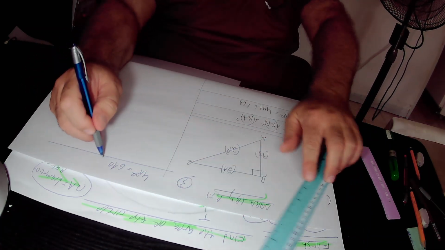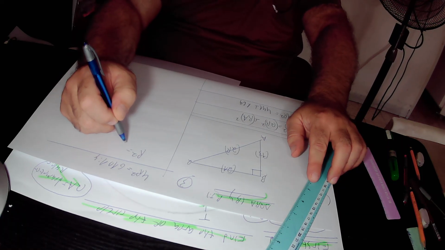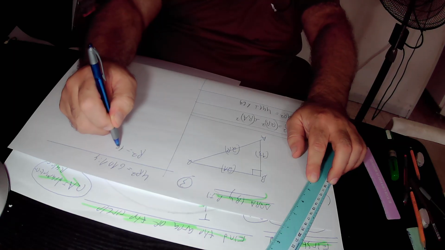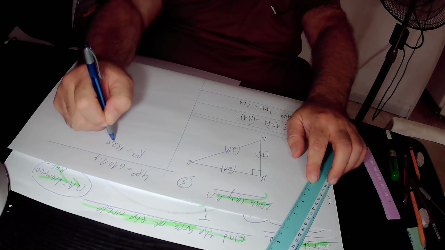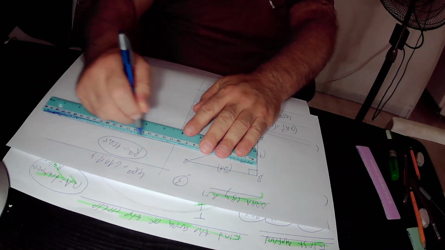Here we divide this equation by 4. We finally get that r squared equals 610 over 4, which is 152.5. So in total we find that r squared equals 152.5.